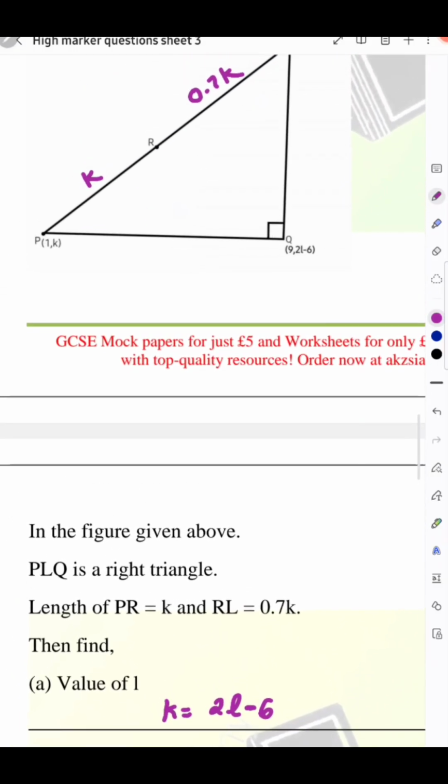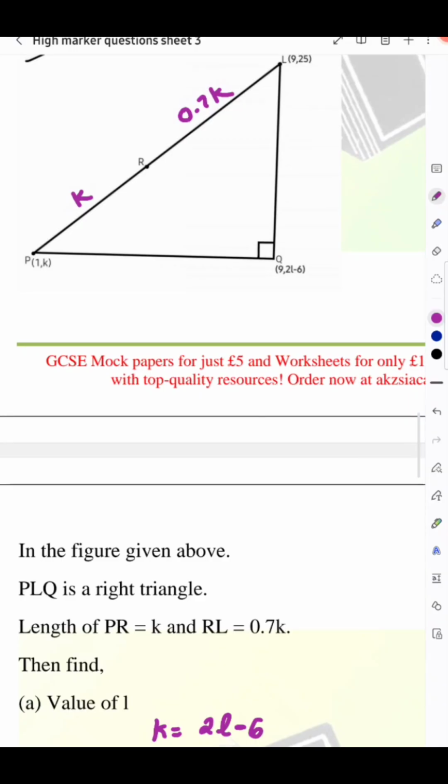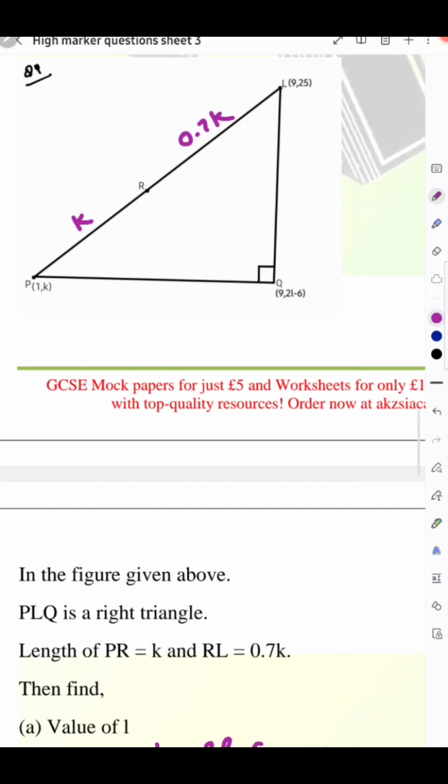We got to know this thing. Now if we can easily find K, we can easily find the value of L. And here it is given something in terms of K. So at least we can calculate this one because we have moved from 1 to 9 where y remains the same. So this distance is 8. Now this x is the same. Now y is changing, you're going up there. So how are you moving? 25 minus 2L minus 6, obviously.